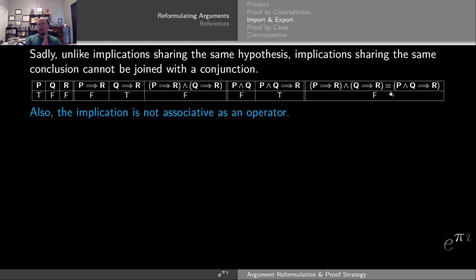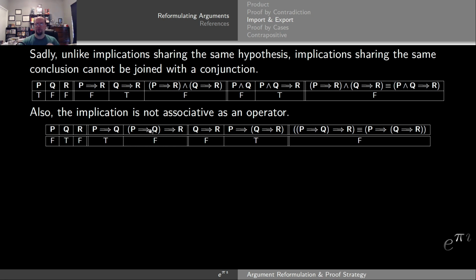Now, also, the implication is not associative as an operator. So what I want to do is compare P implies Q and that implying R. I want to compare that to P implies the implication, Q implies R. So comparing these two, well, let's consider the case when P is false, Q is true, and R is false. Let's see what happens there. Well, P implies Q happens to be true. But then take true implies false and you get a false statement. So this side happens to be false. On the other hand, you have Q implies R will be a false statement. But false implies false is true. So you have false on this side, true on this side, which gets me that the equivalence is false again.